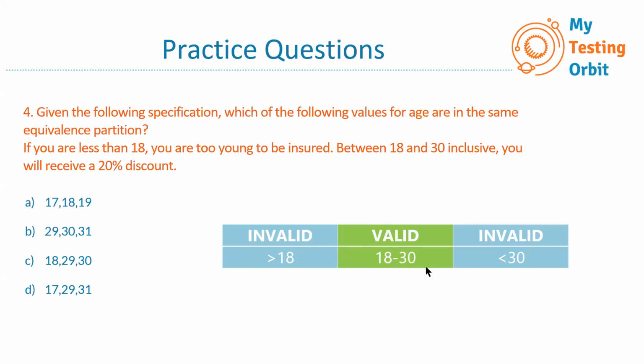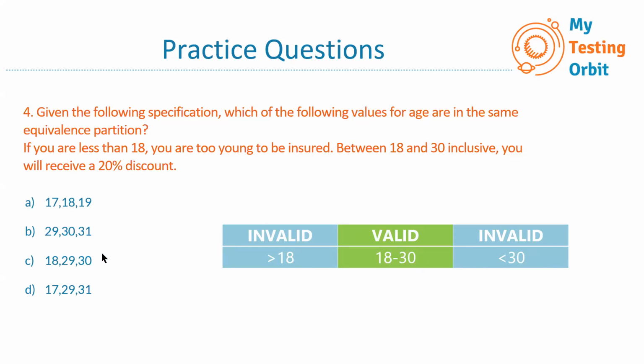Over here, we have made 3 equivalence classes based on the data given to us. And we are looking for an option in which all the values fall in one class. So let's go through this one. 17 is over here. 18 and 19 fall in this equivalence class. So they are not in the same equivalence class, hence this is the incorrect option. Second is 29. 29 falls in this valid range, 30 as well, but 31 goes in this class. So we are having 2 values from this one, so this is also incorrect.